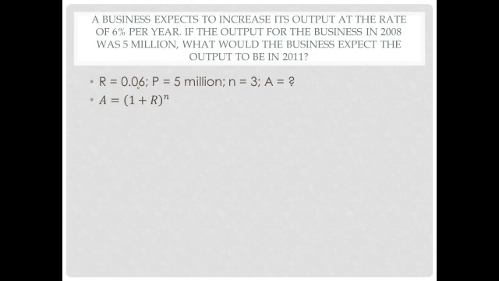So we have the rate of 6%, 0.06, the principal of 5 million, and the time of 3 years, or n equals 3. So we're trying to find the amount after those 3 years. And we need to add a P there. So it should be amount equals the principal, which is 5 million, and we're just going to call it 5 for right now, times 1 plus the rate, to the third power. So 5 times 1 plus 0.06 raised to the third power.